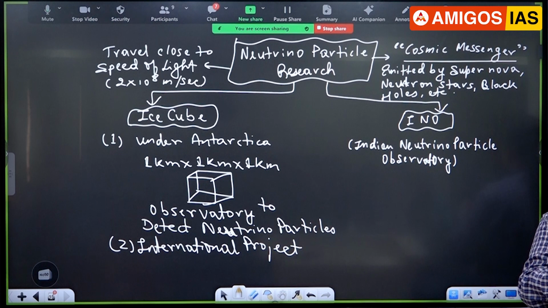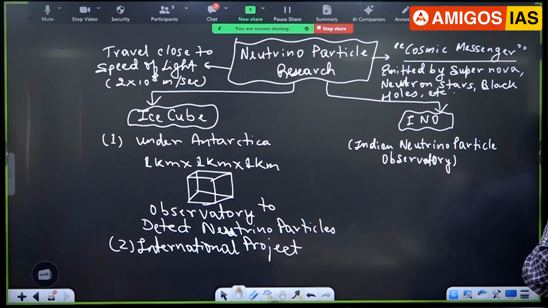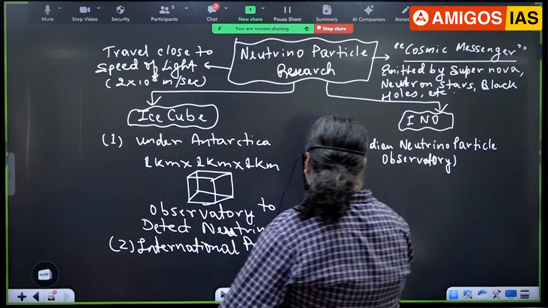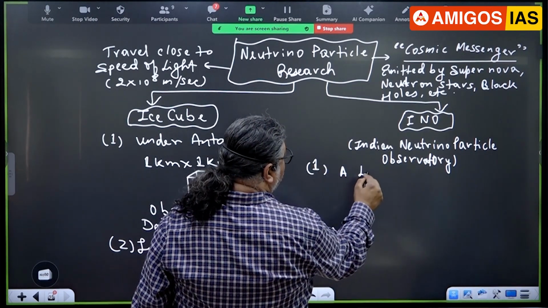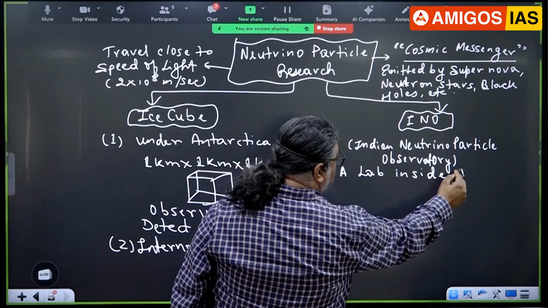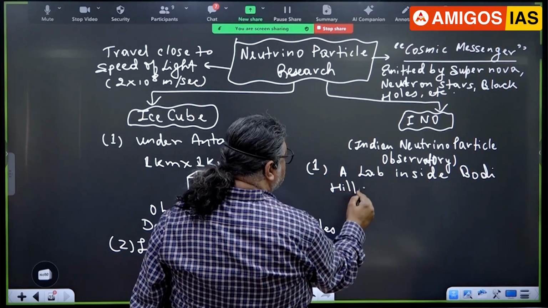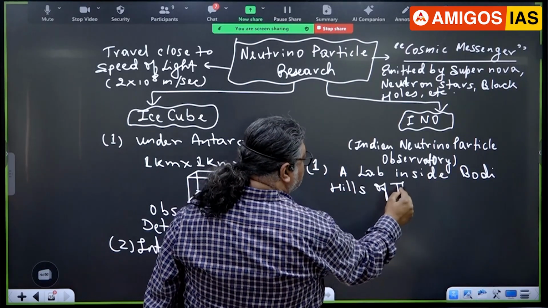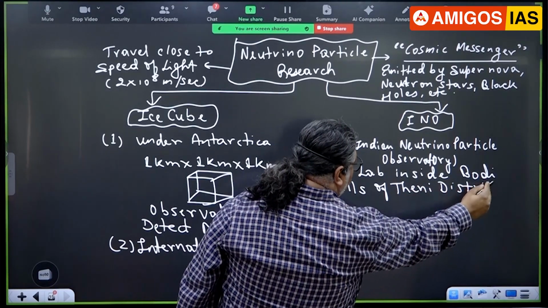Where are we constructing it? We are constructing inside a tunnel in a very important hill called Bodi Hill. Where is Bodi Hills? Tamil Nadu. So let me write here. Where this is being constructed, that is a lab inside Bodi Hills of Theni district of Tamil Nadu.